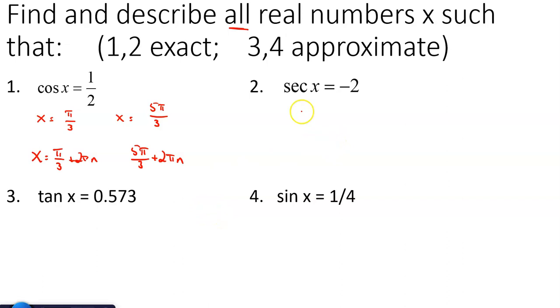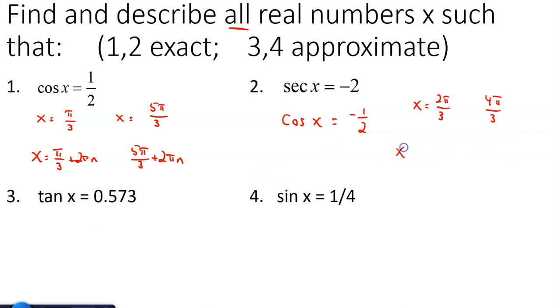All right, the second one says the secant of x is negative 2. Well, I can flip over secant and get cosine, so if I take the reciprocal of secant, I get cosine. Take the reciprocal of negative 2, I get negative half. So now I'm looking for the places where the cosine is negative. Must be second quadrant, third quadrant. So we're looking at 2 pi over 3. That's where cosine is negative half in the second quadrant. And we're looking at 4 pi over 3. That's where it's negative in the third quadrant.